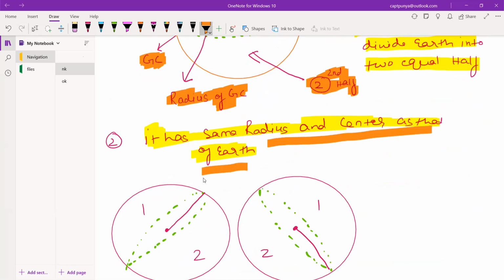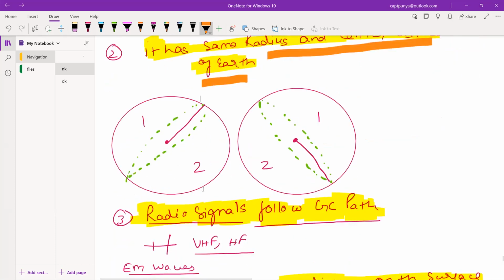So the great circle का जो radius होता है और जो center होता है वो same होता है जो अर्थ का होता है. और उसके लिए एग्जाम्पल मैंने आपको दो ग्रेट सर्कल ड्रॉ करके दिखाए थे. See, they are dividing the earth into two equal halves. They have the same center as that of the earth, and they have the same radius as that of the earth. Same here, it is dividing the earth into two equal hemispheres. It has the same center and the same radius as the earth.